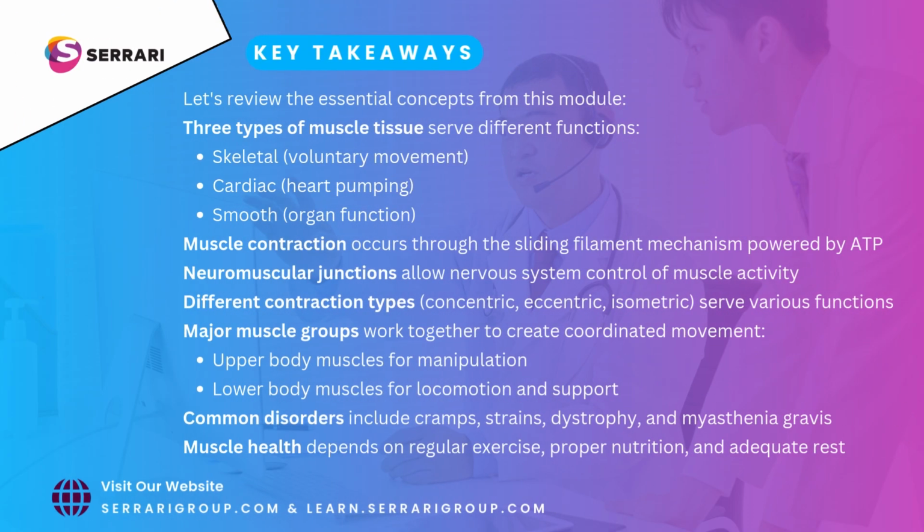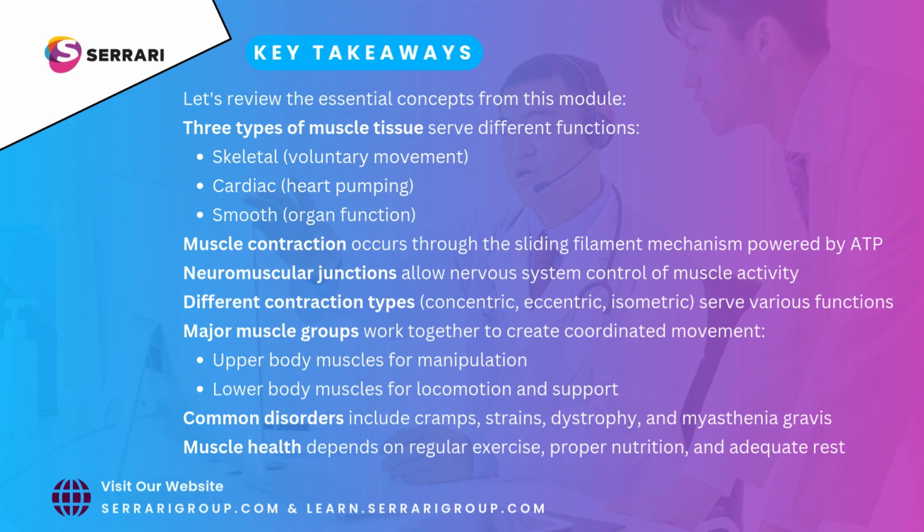Key takeaways. Let's review the essential concepts from this module. 3 types of muscle tissue serve different functions. Skeletal, voluntary movement. Cardiac, heart pumping. Smooth, organ function. Muscle contraction occurs through the sliding filament mechanism powered by ATP.